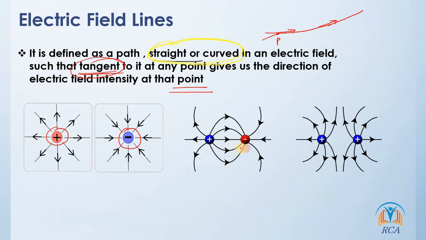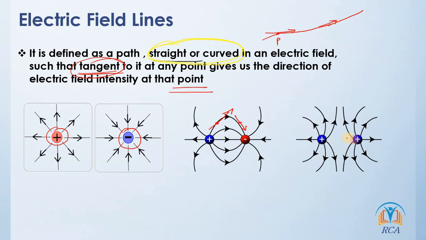For a system of positive and negative charge, it will always go from positive towards negative. Similarly, for example, if you have to find out intensity at this point, draw a tangent in the forward direction. At this point, draw a tangent in the forward direction. That is how we can actually find out the intensity directions at a given point.